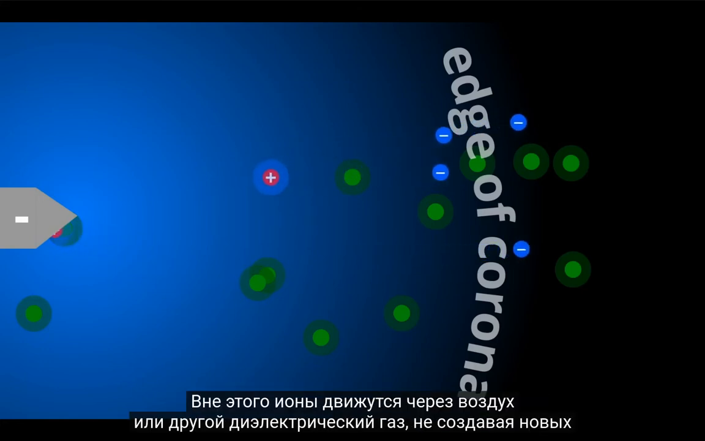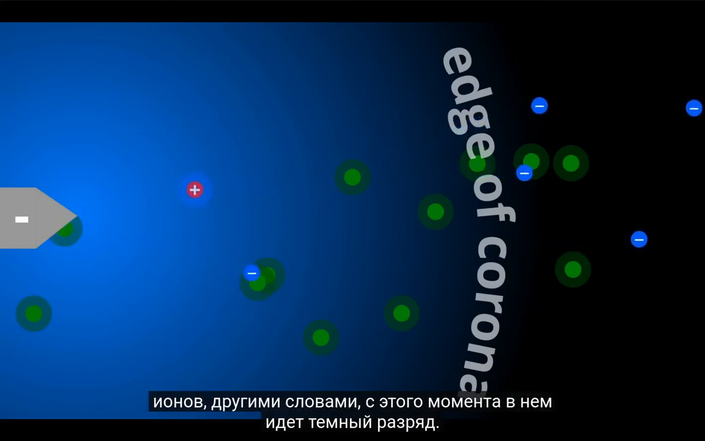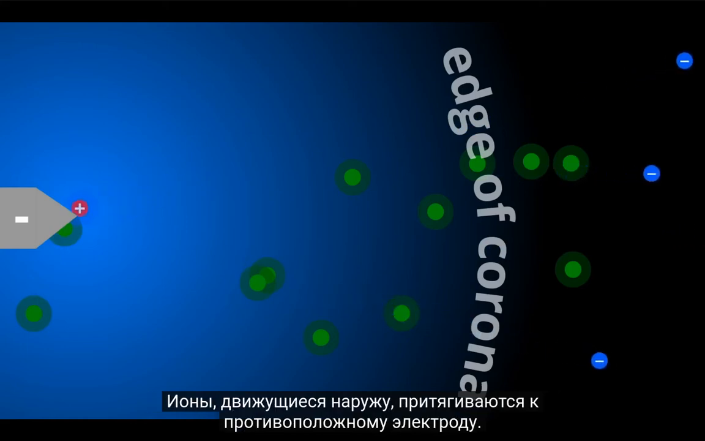Outside this, the ions move through the air or other dielectric gas without creating new ions. In other words, from here on in, it is a dark discharge. The outward moving ions are attracted to the opposite electrode.